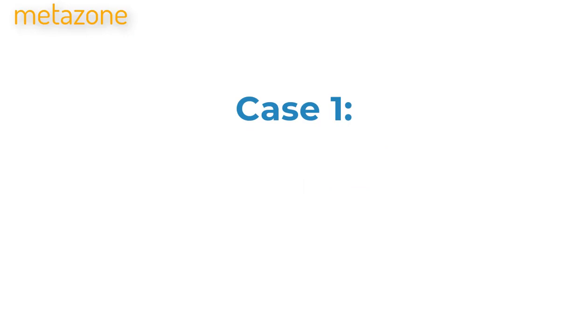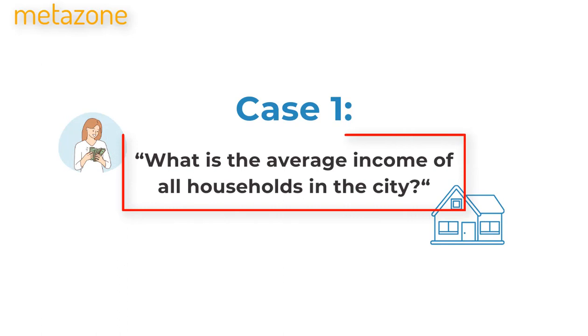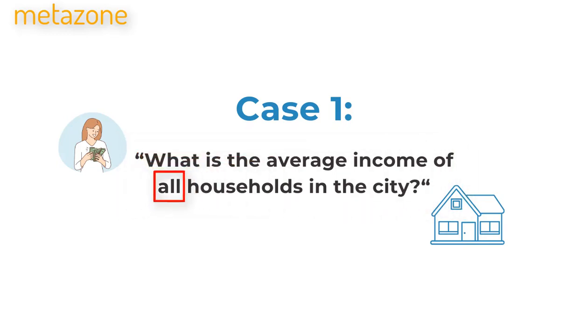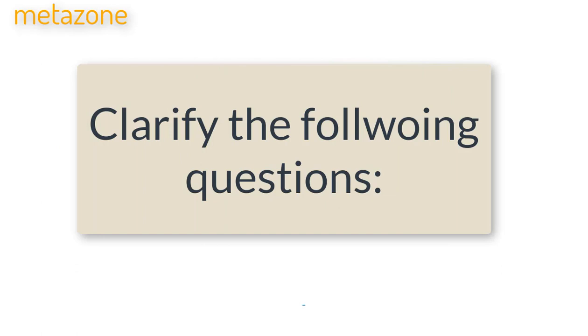Case 1. For example, if a research question says, "What is the average income of all households in the city?" Analysis of the given question. The word all suggests that you should use the population. But before moving further with population, clarify the following questions.